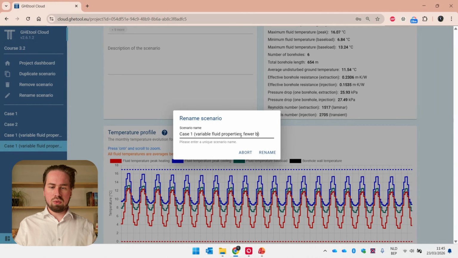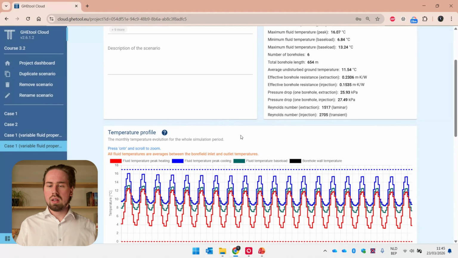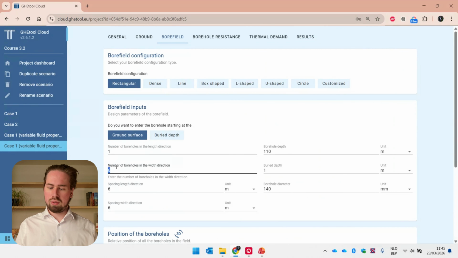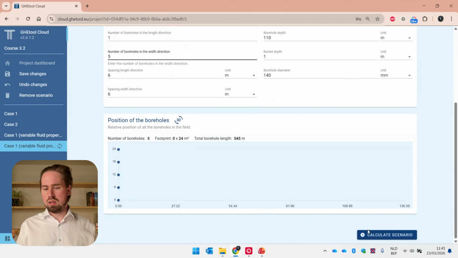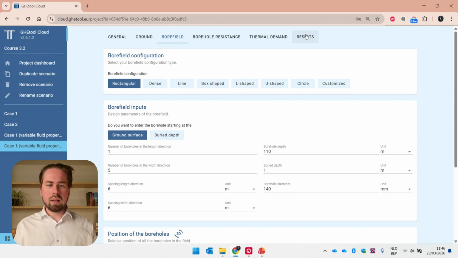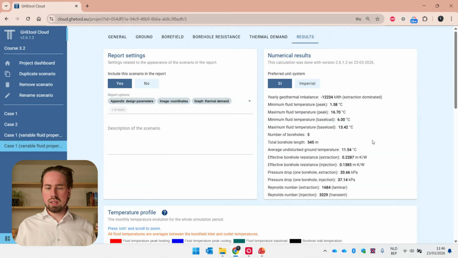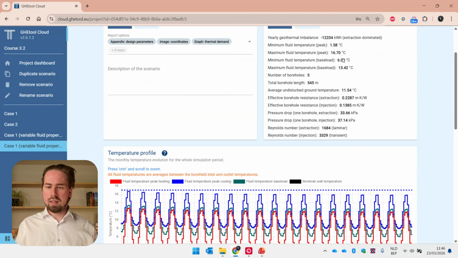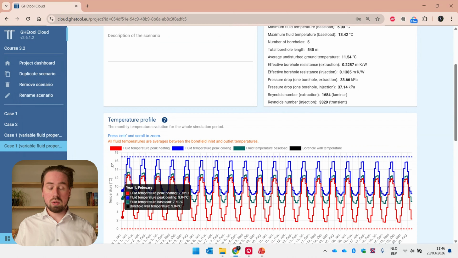So let us go ahead and duplicate this and see how many boreholes we can cut, because let us, for example, go to 5 instead of 6. And let us play around to see how many boreholes we can actually get rid of due to this more accurate assumption. So here we see that we are at 16.7 degrees Celsius. So we're still below our 17 degrees, and we already cut away 1/6 of our original design.